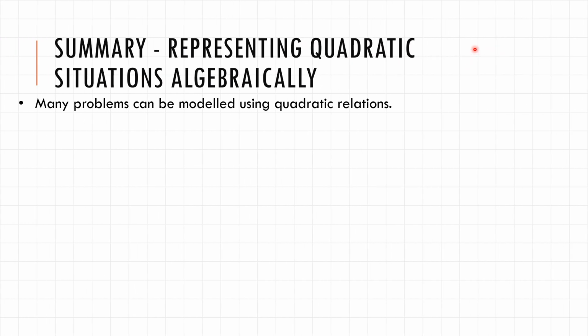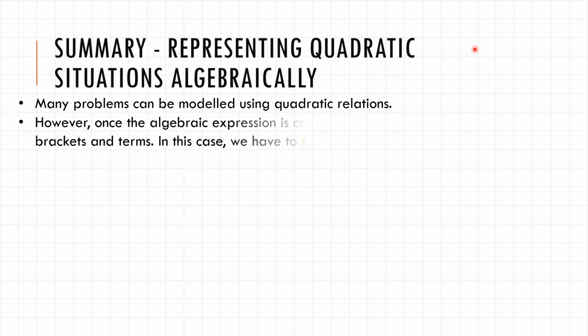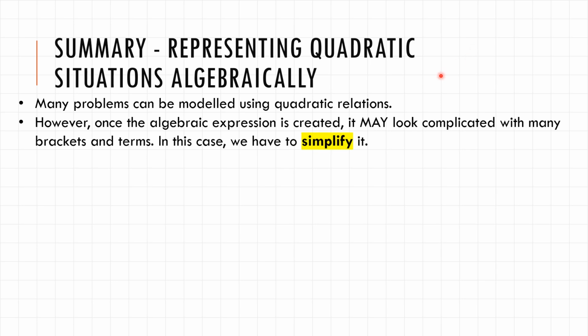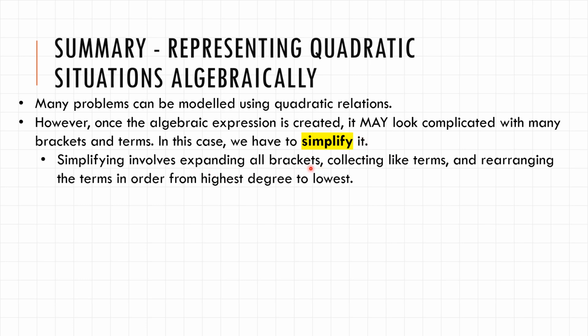Many problems in real life can be modeled using quadratics. But once the algebraic expression is created, it may look pretty complicated. It may have many terms, it may have many brackets. And when it does look like that, we do have to simplify it in order to work with it and make our lives a little bit easier. What does simplifying mean? It means expanding all the brackets, collecting any like terms, and then rearranging the terms so that it's in order from the highest exponent or degree to the lowest.